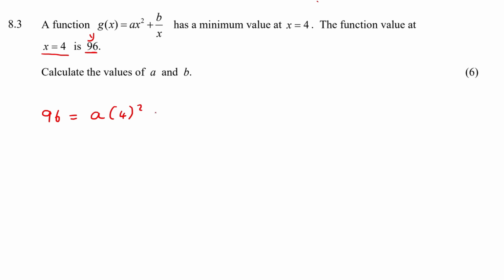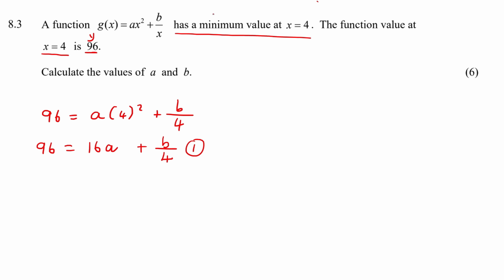We'll plug in 4 for x and we'll plug in 96 for y. Then I would just simplify this a little bit. So 16a, because that gives me 16, plus b over 4. That can be our first equation. They're telling us that it has a minimum value. How do we normally find minimum value?